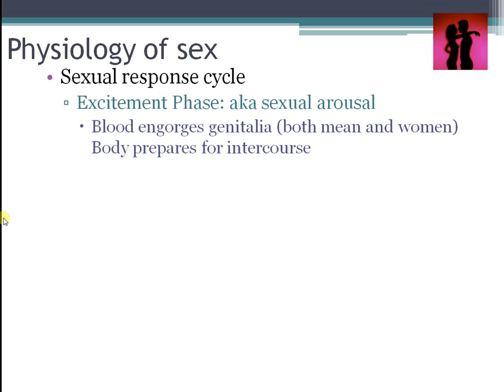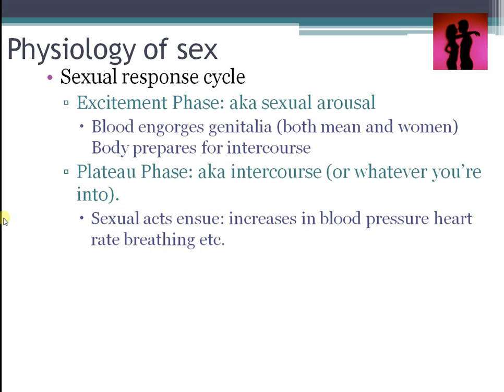So we talk about the sexual response cycle. The first phase of the sexual response cycle is the excitement phase. This is sexual arousal. So blood engorges both male and female genitalia. That should say male. Essentially the body prepares for intercourse. There's a plateau phase where the intercourse actually occurs, or whatever sexual behaviors people are engaging in. These are associated with increases in blood pressure and heart rate, right? Sex, or again, whatever you're into, involves some amount of physical activity, and so we have these correlates of physical activity.